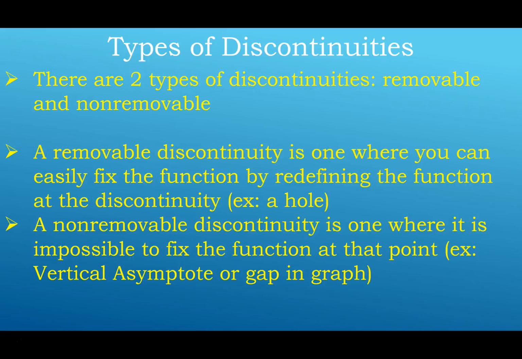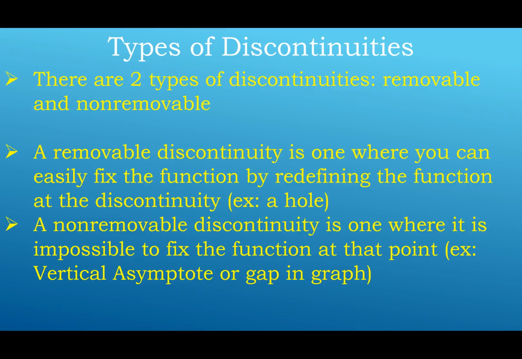And if it's discontinuous, there are two different types of discontinuities: a removable discontinuity and a non-removable discontinuity. A removable discontinuity is one where you can easily fix the function by redefining the function at that discontinuity. For example, a hole. It is very easy to fix the hole because all you've got to do is simply plug in an actual number there. Fill it in with a circle. You can easily fix that.